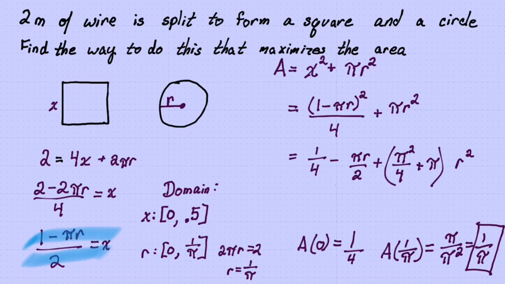What's the largest that r can be? Well, r can be so large that there isn't a square anymore. And what's the smallest r can be? r can be 0, in which case there is no circle and the shape is entirely the square. Other questions?